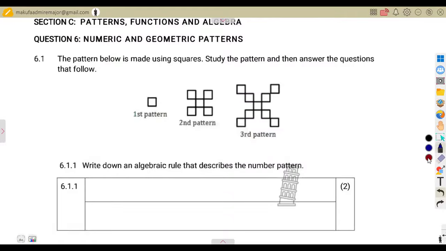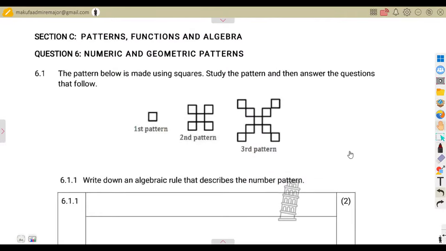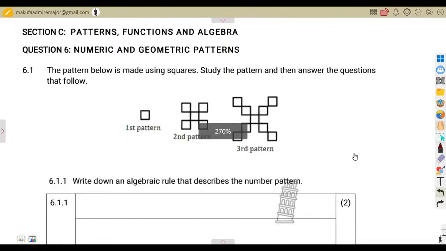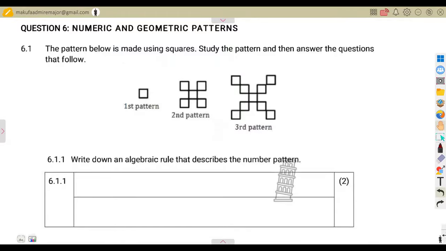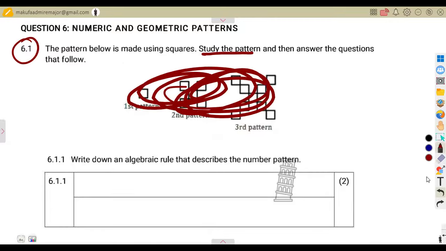All right, then we are given another part, which is number patterns, the patterns, functions, and algebra. The pattern below is made up of squares. So these are squares which make up the pattern. Study the pattern, then answer. The first thing is study, then answer. If you answer without studying, you're going to have a problem. Study this. What is it that you are seeing?